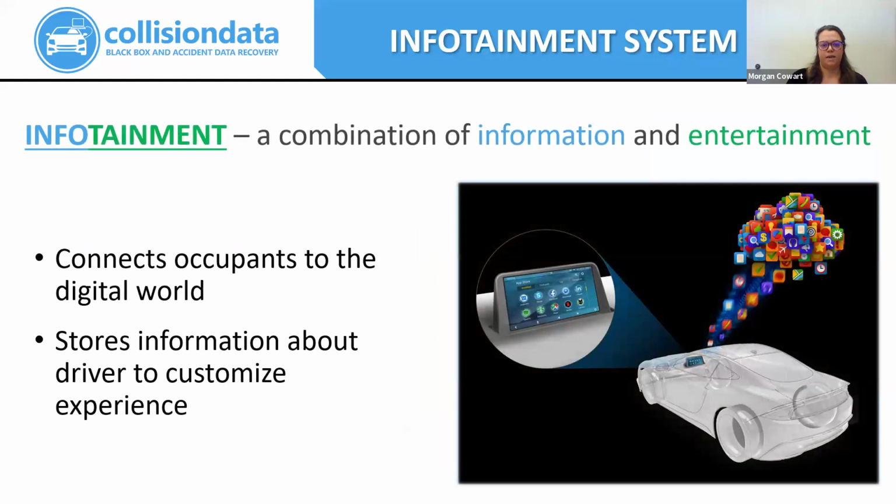And so infotainment connects the occupants to the digital world, and it stores information about the driver to customize their experience. So if you've ever seen a big touch screen in your car and your phone is either connected via Bluetooth or USB, it is actually recording and saving your phone usage activity to the vehicle, depending on the make and model of it.